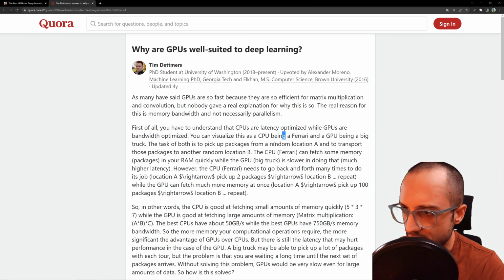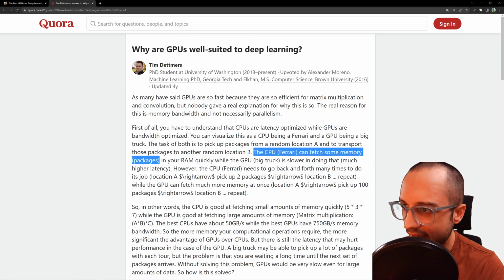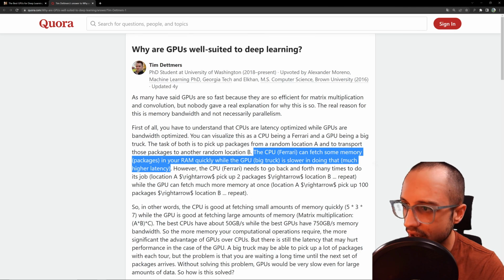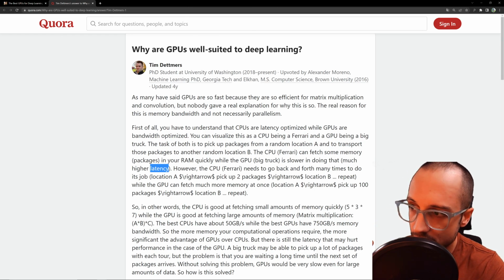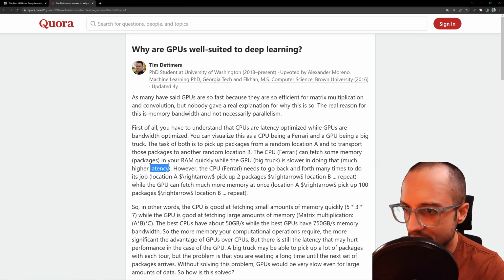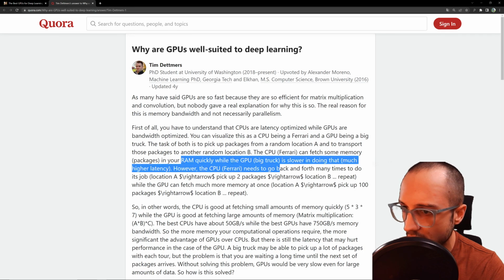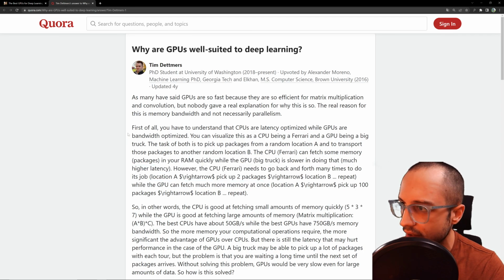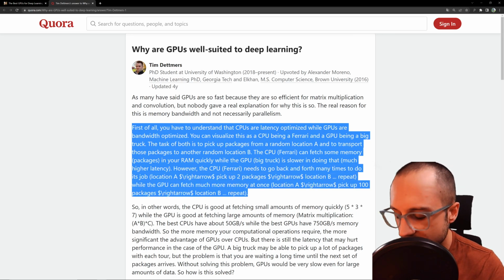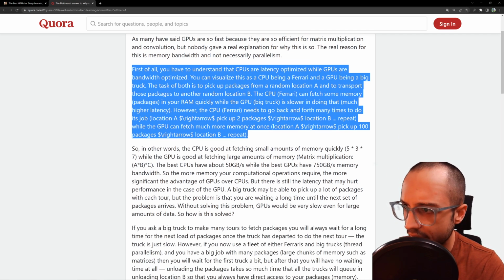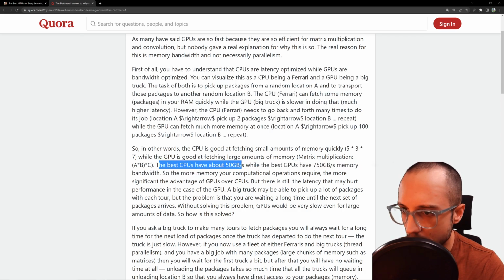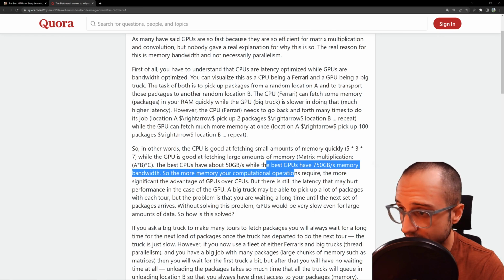I like this analogy: a CPU is a Ferrari and a GPU is a big truck. The CPU, the Ferrari, can fetch some memory packages in your RAM quickly, while the GPU, the big truck, is slower at doing that, which is latency. Latency just means slowness: the time from when you say you want to do something to when it's done. The CPU needs to go back and forth many times to do its job, while the GPU can fetch much more memory at once. So basically the GPU does a bunch of things at the same time at a slower rate, versus the CPU doing a lot of small things much faster. The best CPUs have about 50 gigabytes per second, while the best GPUs have about 750 gigabytes per second.